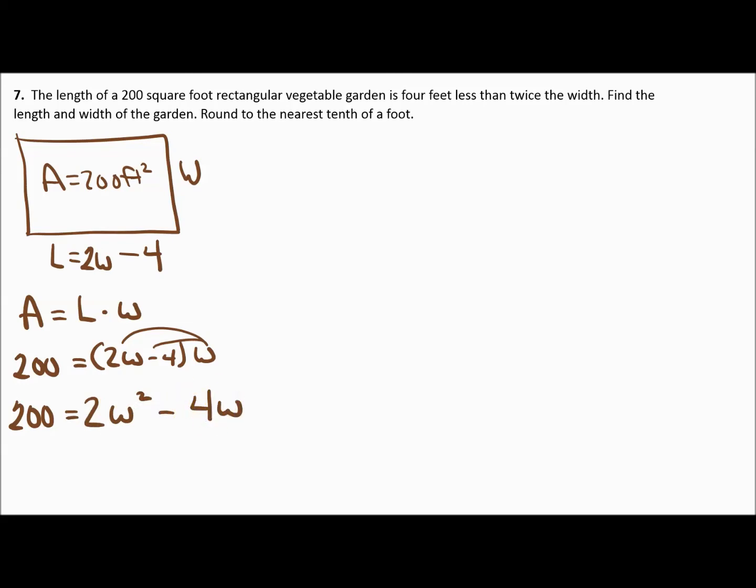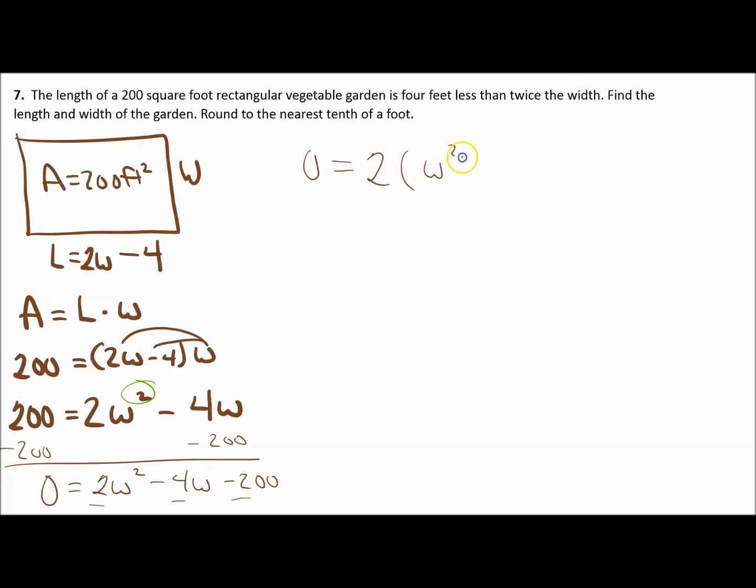To keep simplifying, I need to get this equal to 0. Why? Well, because it's quadratic, right? It's an x squared, so I must get this equal to 0. I'm going to subtract 200 from both sides of the equation. So I have 0 is equal to 2W squared minus 4W minus 200. I keep going. 0 equals, now notice there's a greatest common factor of 2. I'm going to factor that out. 2 times W squared minus 2W minus 100.